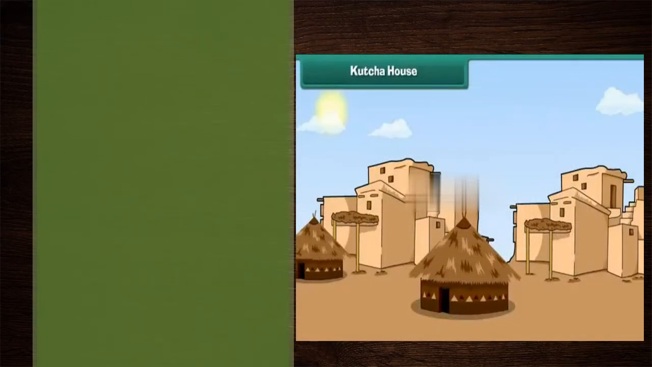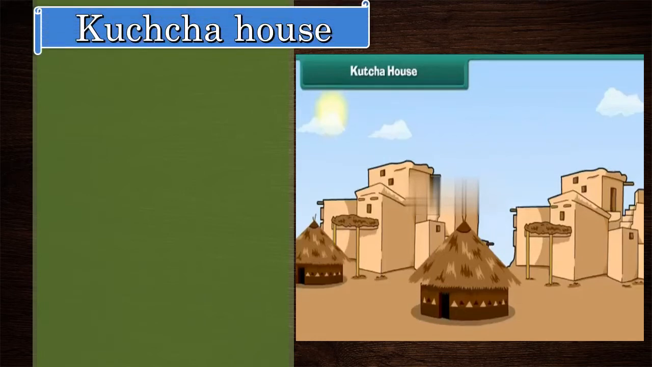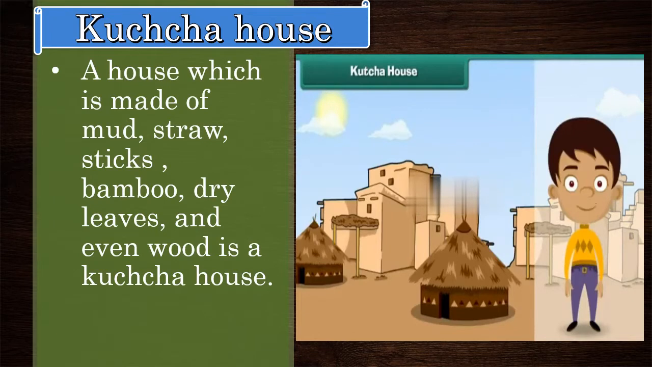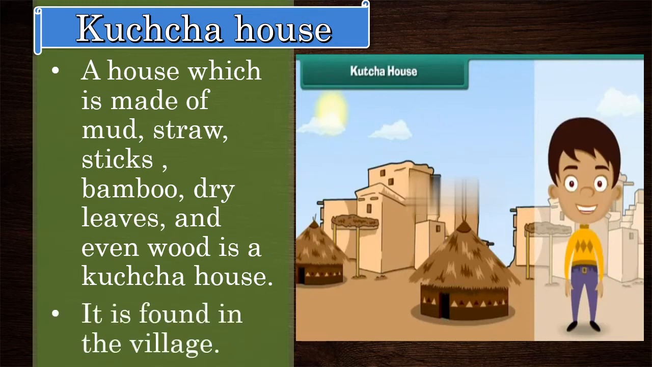Now, children, we are going to learn about kacha house. A house which is made up of mud, straw, sticks, bamboo, dry leaves, and even wood is a kacha house. It is found in villages. So you see, children, a kacha house is made up of mud, straw, sticks, bamboo, dry leaves, and wood. And we see this kacha house mostly in villages.